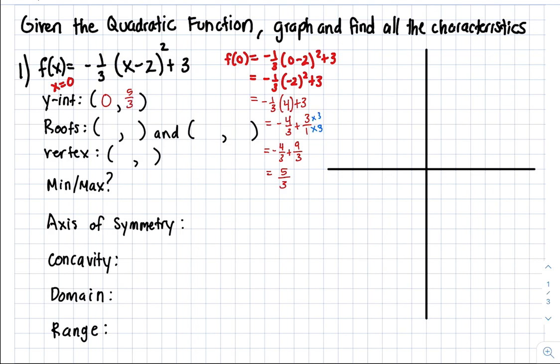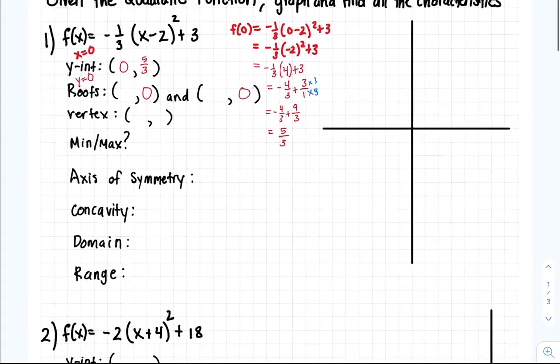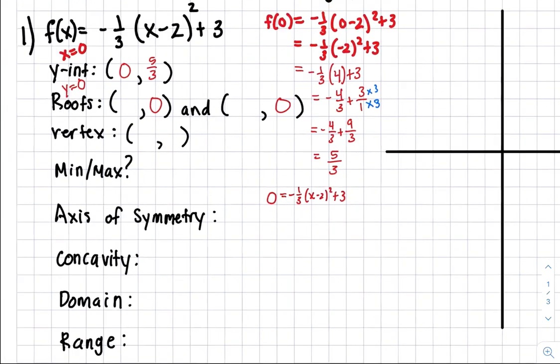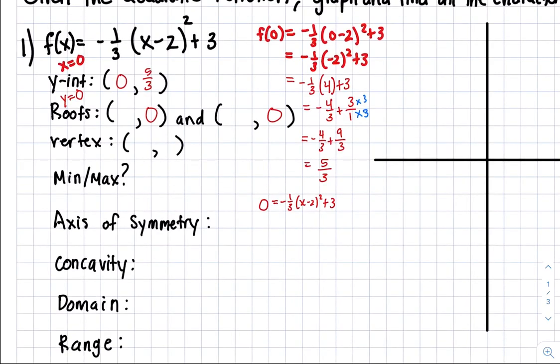Okay. Now we gotta find our roots. So our roots are going to be when y is equal to 0. So you might as well write 0 for both of those. Now, I guess I'll do it right here. So we're gonna have 0, because that's what y is equal to, is equal to negative 1/3 x minus 2 squared plus 3. So once we set 0 equal to f of x, we're gonna solve. So we're gonna subtract 3 from both sides.